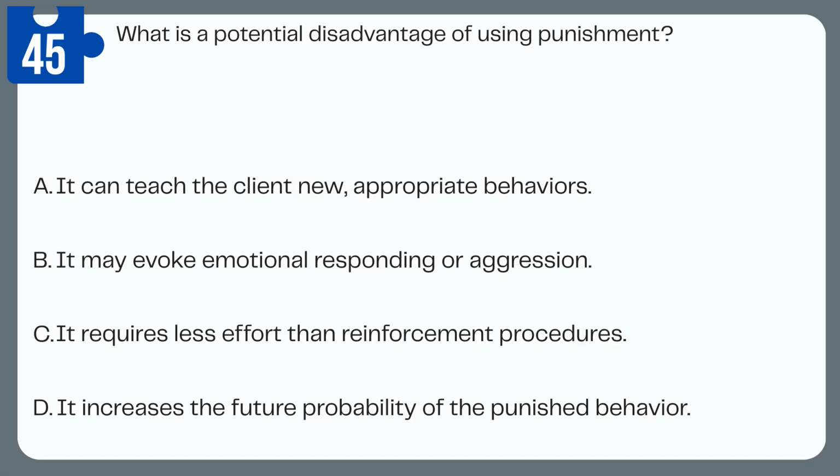Question 45. What is a potential disadvantage of using punishment? A. It can teach the client new appropriate behaviors. B. It may evoke emotional responding or aggression. C. It requires less effort than reinforcement procedures. D. It increases the future probability of the punished behavior.